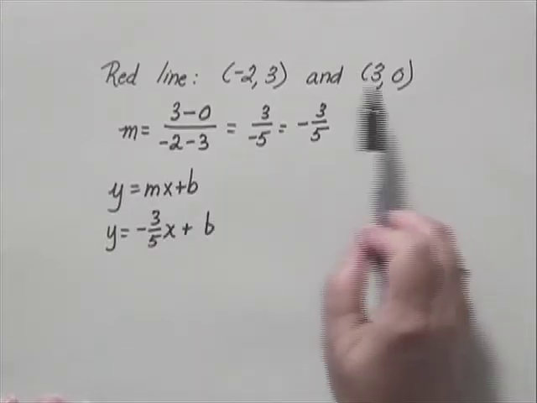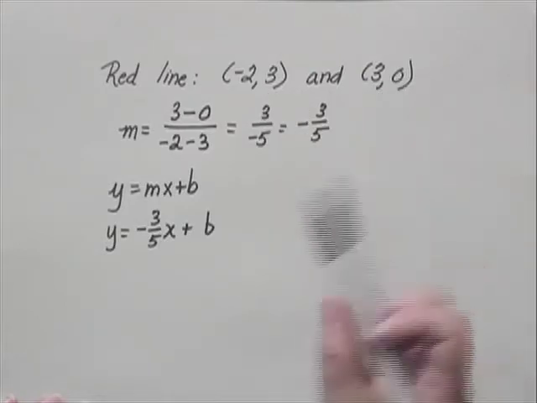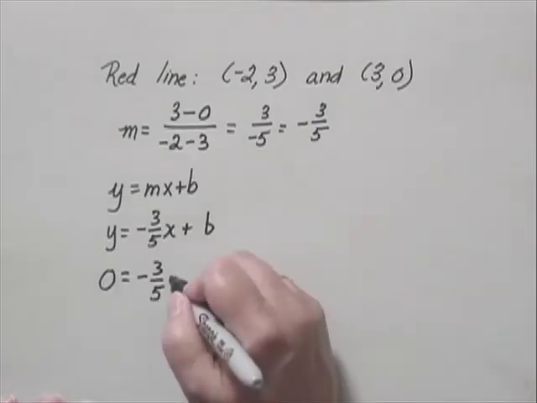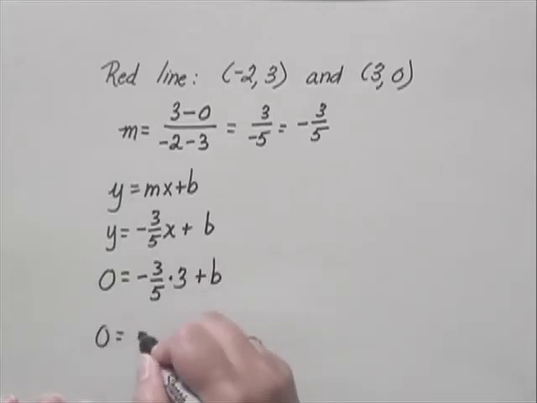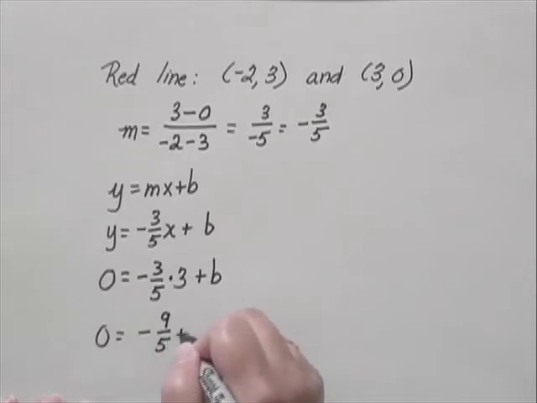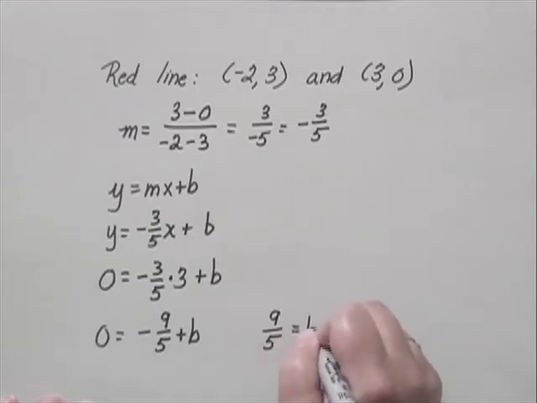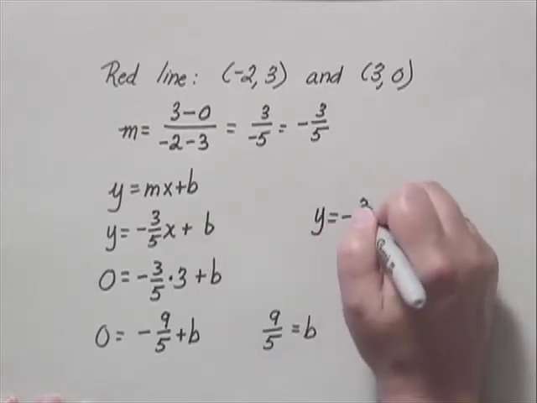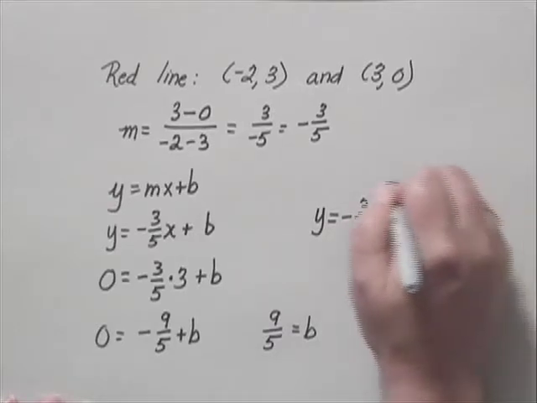To find b, I'll take one of these points and substitute it for x and y. I'm going to use this point, 3, 0. I let 0 be y, and 3 be x, and now I can solve for b. We have 0 equals negative 9/5 plus b. Adding 9/5 to both sides of the equation, I have 9/5 equals b. I can substitute that now for the b and get the equation of the red line, y equals negative 3/5 x plus 9/5.